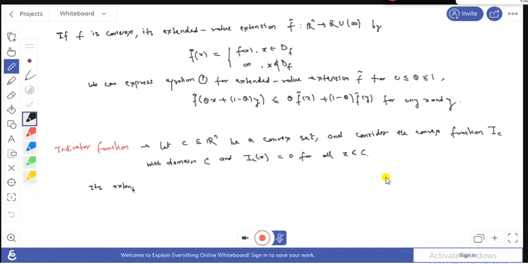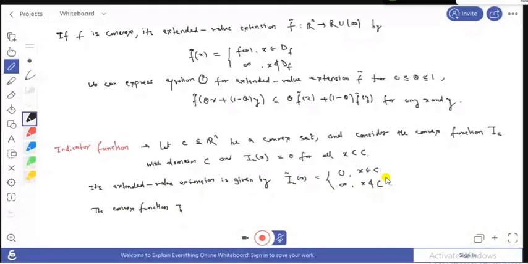Okay, so its extended value extension is given by I tilde C of x, and this equals 0 when x is belonging to that convex set C, and infinity when x is not belonging to that convex set C. Okay, so here you put that this convex function, that is I tilde C, is called the indicator function of the set C.